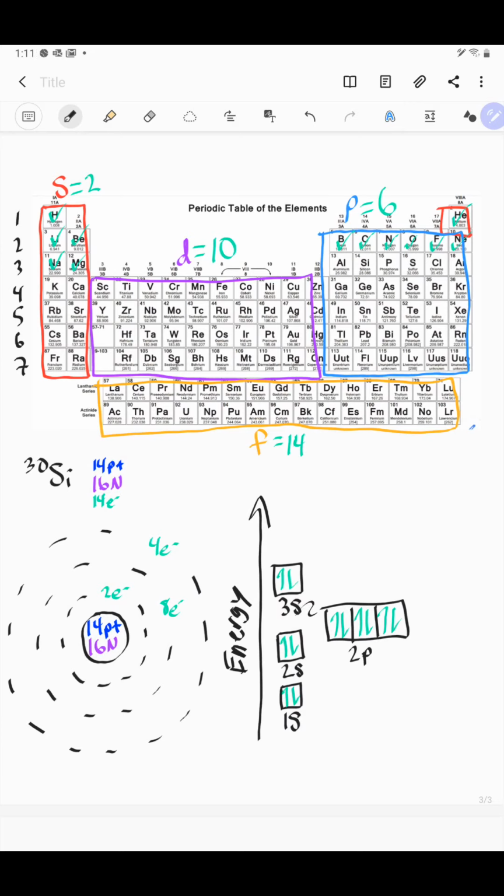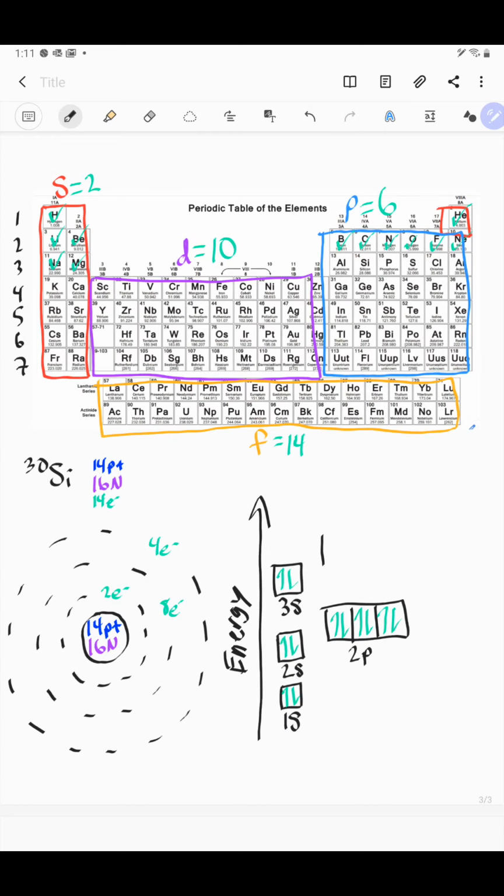So we don't have all the electrons. We have 1, 2, 3, 4, 5, 6, 7, 8, 9, 10, 11, 12. We have 12 electrons, but there are 14 electrons in silicon. So we need to keep going. What's after 3s? Well, let's keep going left to right. And then we're going to be in the third energy level in the p orbital.